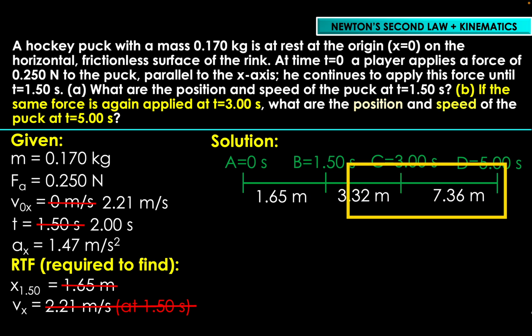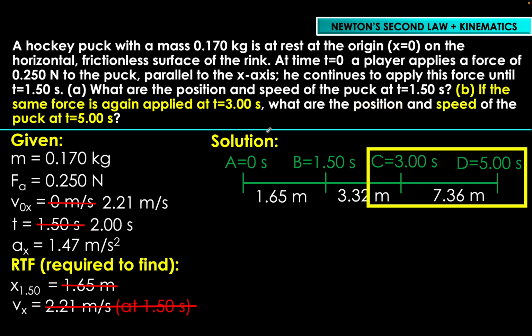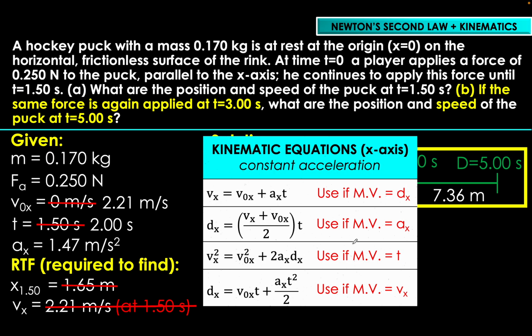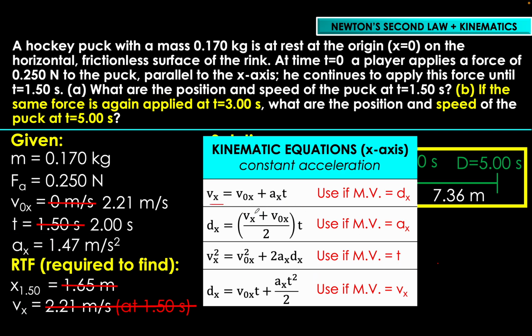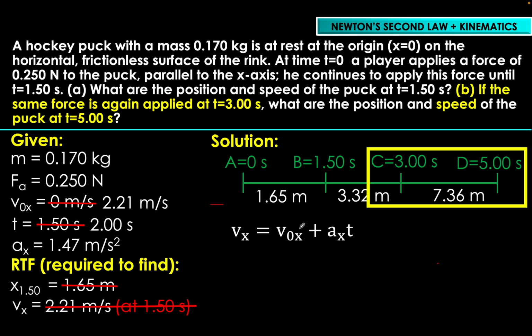For the final required to find in letter B, that's the speed of the puck at 5 seconds. So we're going to focus again on point C to D and look at our given. If you look at the given, we have initial velocity, time, and acceleration. So if you want to solve for the final velocity at 5 seconds, we can use this. See, you have the initial velocity, acceleration, and time. So we're going to use that to solve for our v sub x, or final velocity. Okay, so that's our equation.